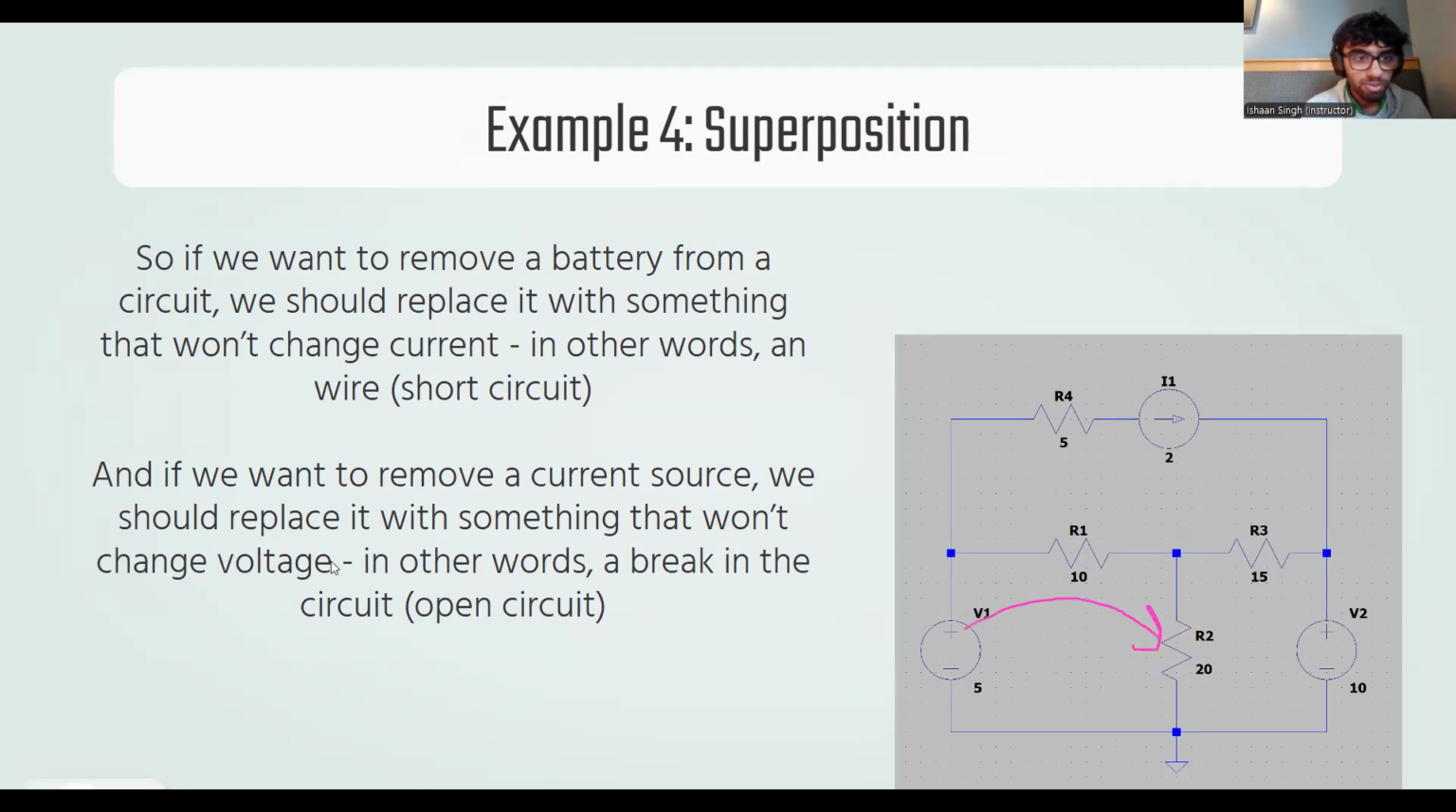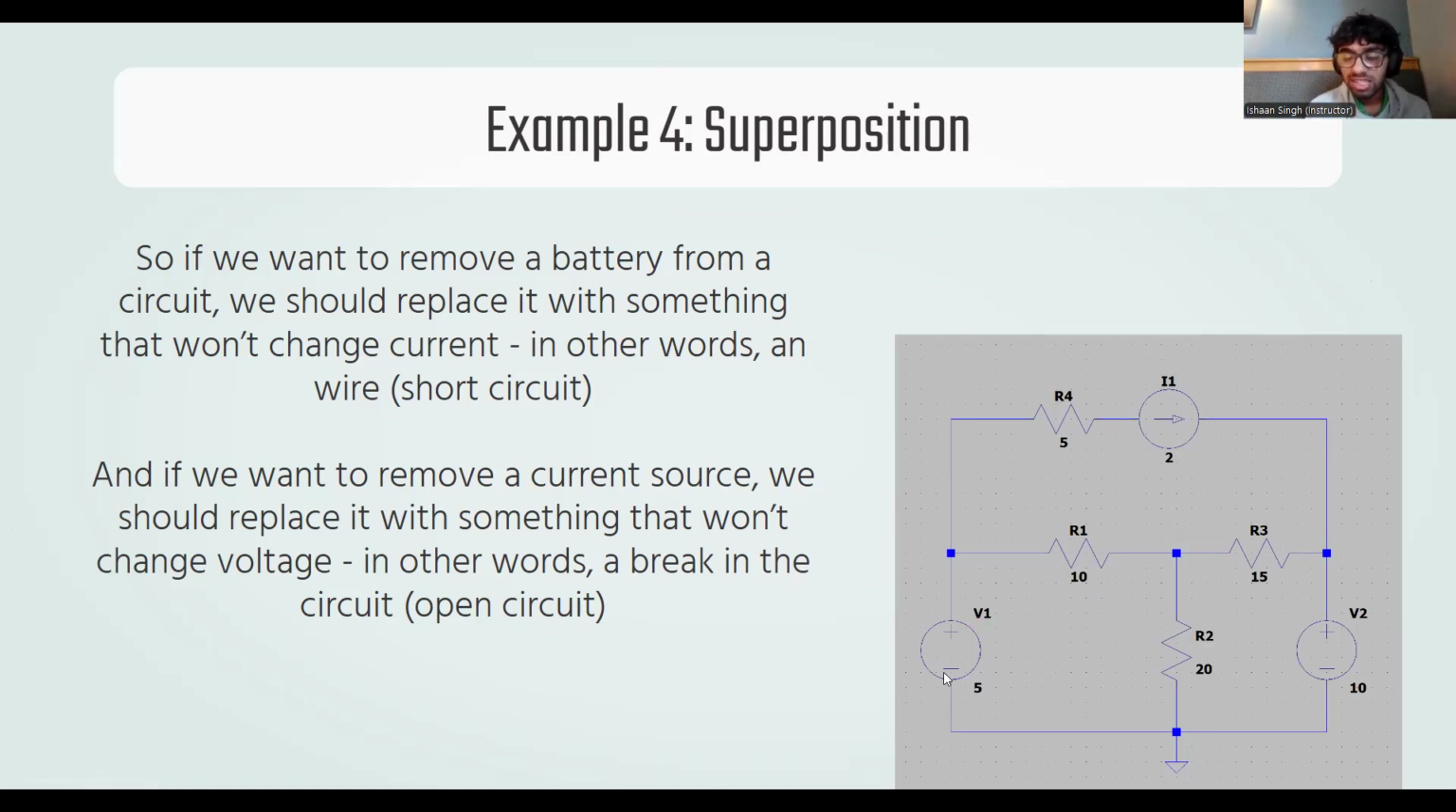So voltage source V1 has an effect on it. Current source I1 has an effect on it. And voltage source V2 has an effect on it. We want to isolate those individual effects and just add them up together. That's all we're trying to do here. Okay. The really key consideration that we need to make is how we isolate them.